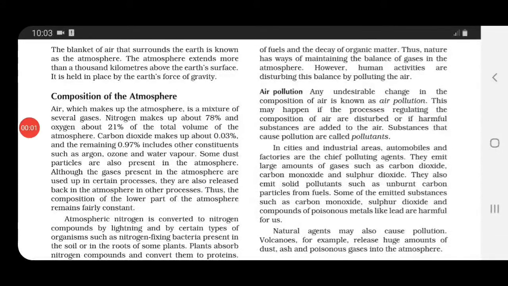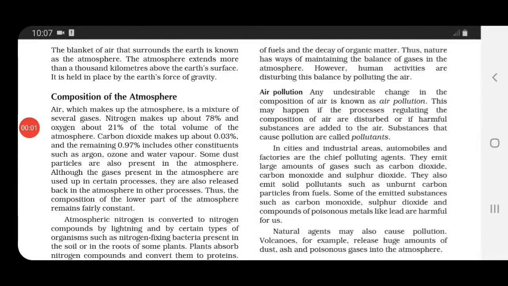Now talking about air pollution, children. What is air pollution? Any undesirable change in the composition of air is known as air pollution. Composition of air जो हमने अभी पढ़ा, okay, we studied about different gases, how much amount of different gases are present in atmosphere, right? उसमें अगर कोई undesirable change होता है, undesirable मतलब unpleasant या unwanted, okay, then we call it as air pollution.